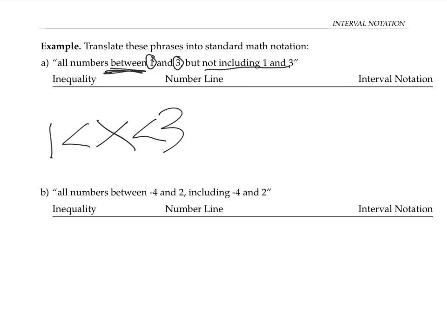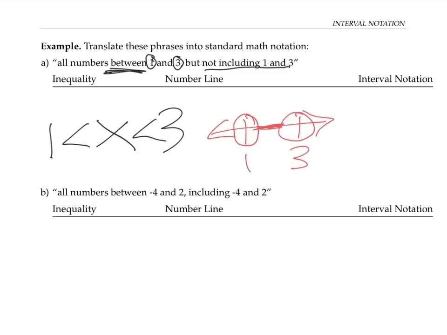Next, we are going to graph this inequality on a number line. Here we write our key values 1 and 3. Because it is not including 1 and 3, we have an empty circle around each number. Because it is the numbers between, we have a line connecting them.